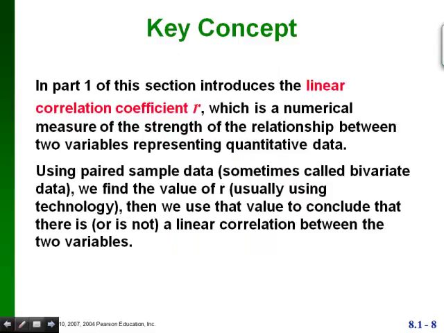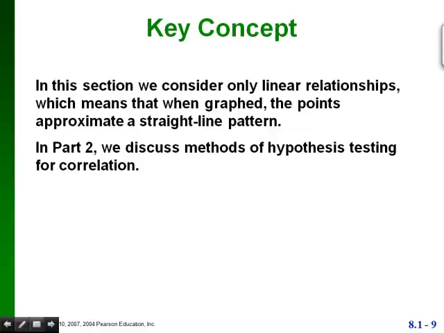What we can do if we have a set of data with two variables is we can find what we call the linear correlation coefficient. This is a number that measures the strength of the relationship between the two variables, whether that relationship is very close to being linear or not. And we'll also talk a little bit about hypothesis testing for correlation.